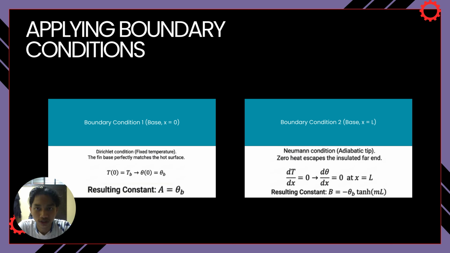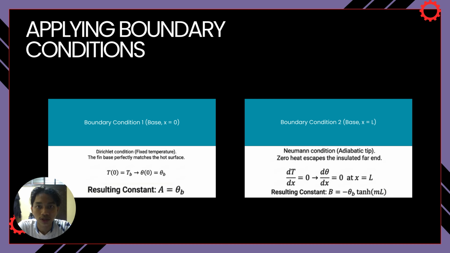Let's move to applying the boundary conditions. After obtaining the general solution for the fin temperature distribution, we apply the boundary conditions to determine the unknown constants. For boundary condition A, at the base of the fin where x equals 0, we assume a Dirichlet condition, meaning the base temperature is fixed and equal to the wall temperature, T sub B. Therefore, the excess temperature at the base is theta 0 equals theta B. Substituting this condition into the general solution gives us the first constant, where A equals theta sub B.